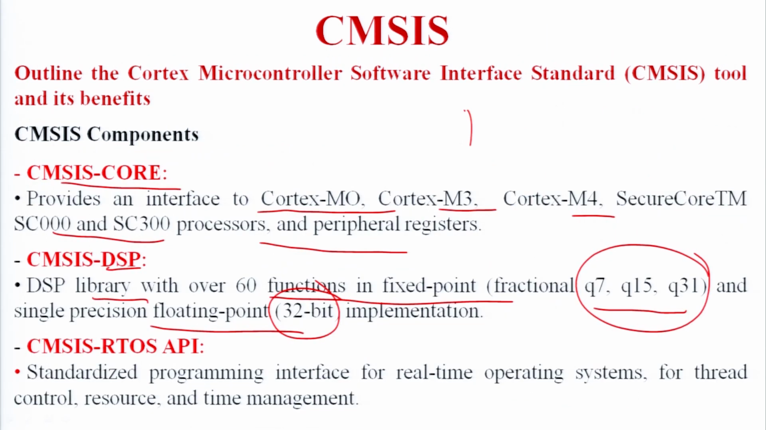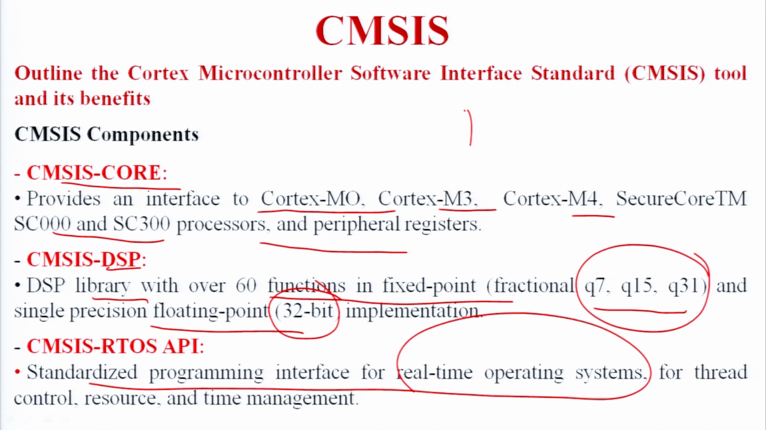What is RTOS API? It is a real-time operating system application programming interface. It has a standardized programming interface for real-time operating systems. If we need to work on a real-time operating system without any delay, we use this type of library set. It is compatible with the thread control and mutex discussed in the previous lectures. Resource management, task management, and time management are there. All these things are carried out by the real-time operating system.